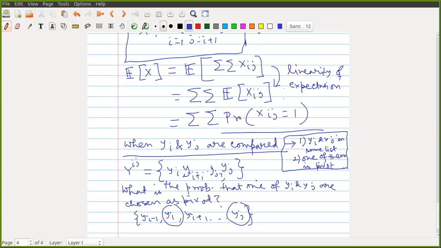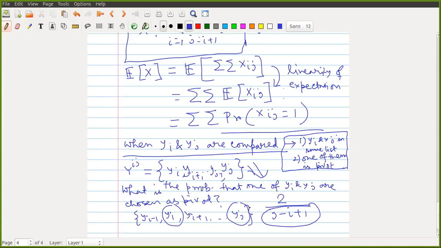What I want to show is the probability of picking either of yi and yj as pivots. There are two possible cases, right? Picking yi or yj, so the total number of favorable cases is 2. And what is the total number of cases? j minus i plus 1, right? Given this list, how many ways can we pick a pivot? If the list changes, then the probability changes, right? Why is it immaterial?